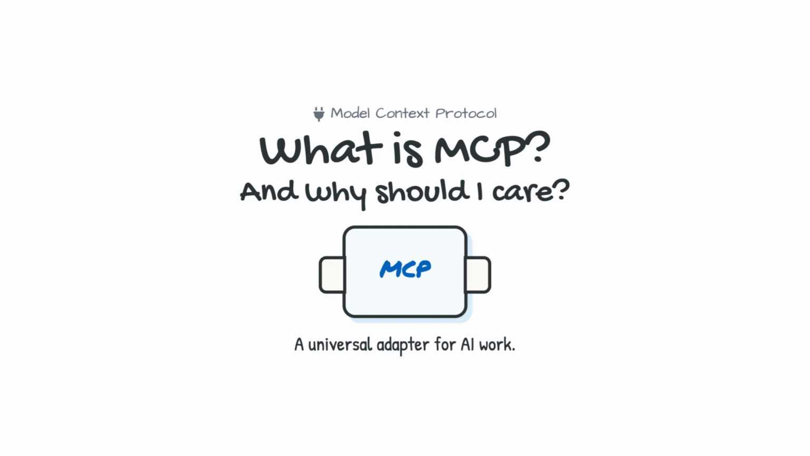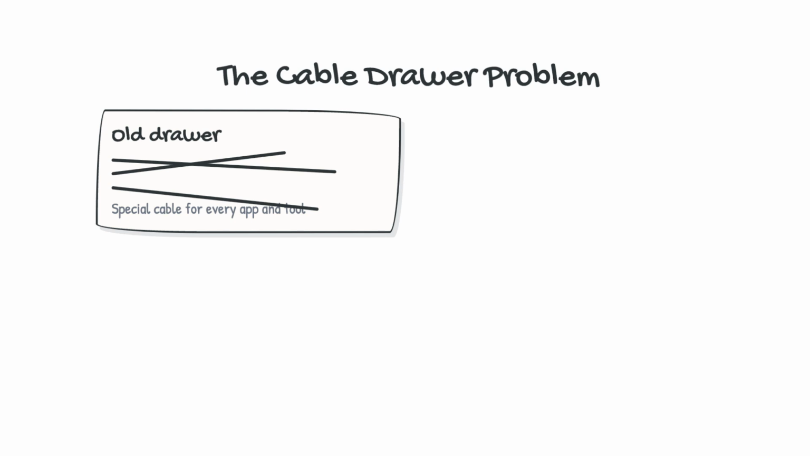Hello everyone. Today we are answering a question everywhere in AI. What is MCP and why should I care? MCP stands for Model Context Protocol. In plain English, it is a standard way for AI apps to connect to tools, files, and business systems, not just talk. Work.